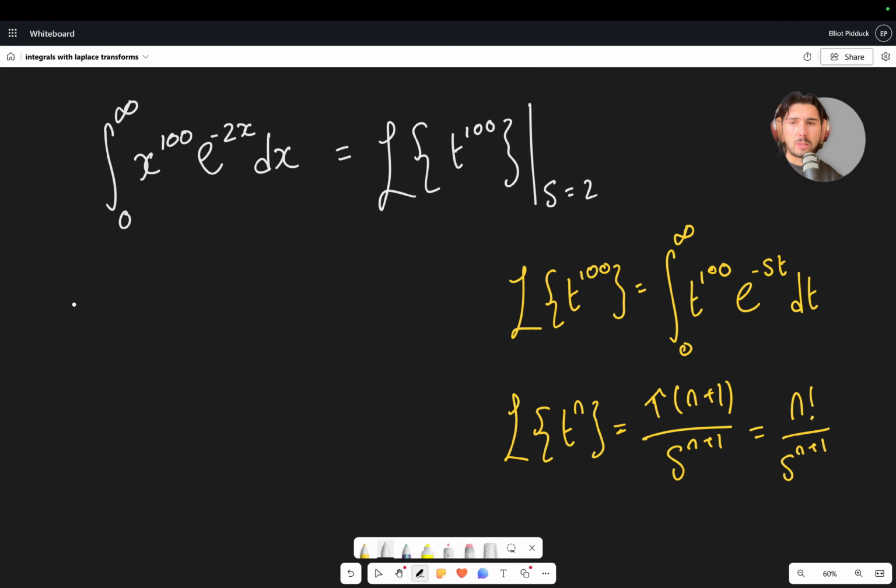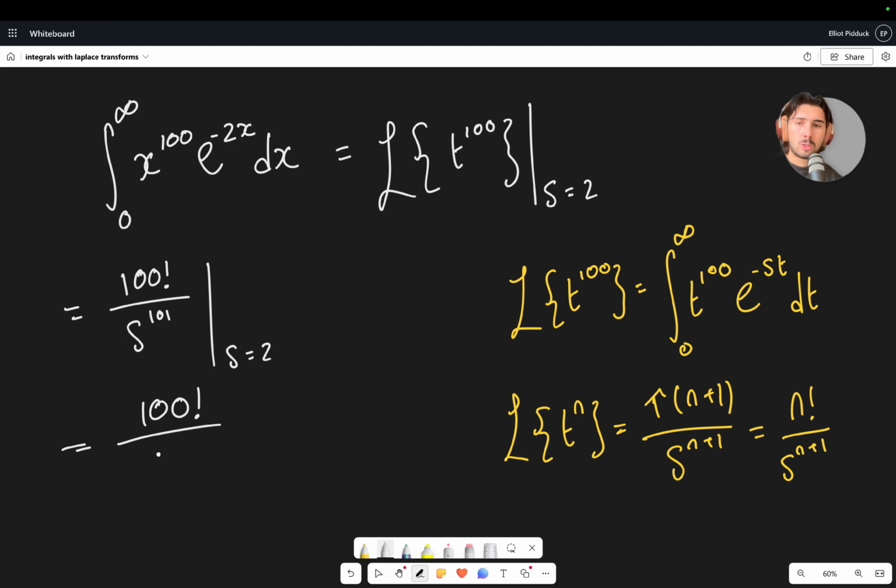So what we end up with, guys, is basically that this is equal to, so n is the number 100, so we've got 100 factorial divided by s to the power of 101. And again, this is evaluated when s is the number 2. And so what we have is 100 factorial divided by 2 to the power of 101.